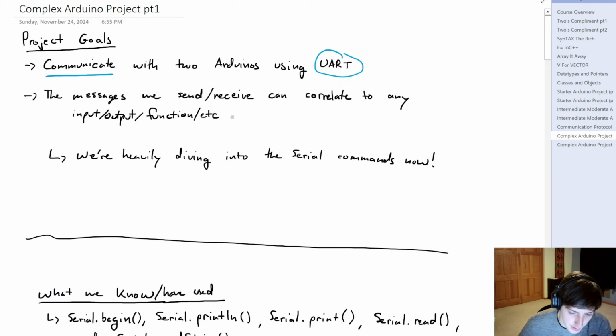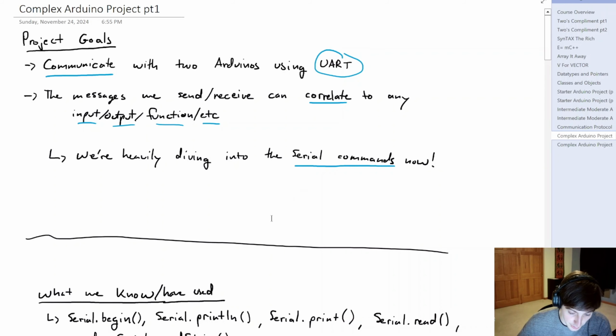So the messages that we're going to send and receive, there's going to be some data in those messages. Each one of the Arduinos is going to interpret that data, and they're going to correlate it to some input-output function. Because we are using a serial communication protocol, we are now heavily diving into the serial commands. And this doesn't just relate to the serial monitor.